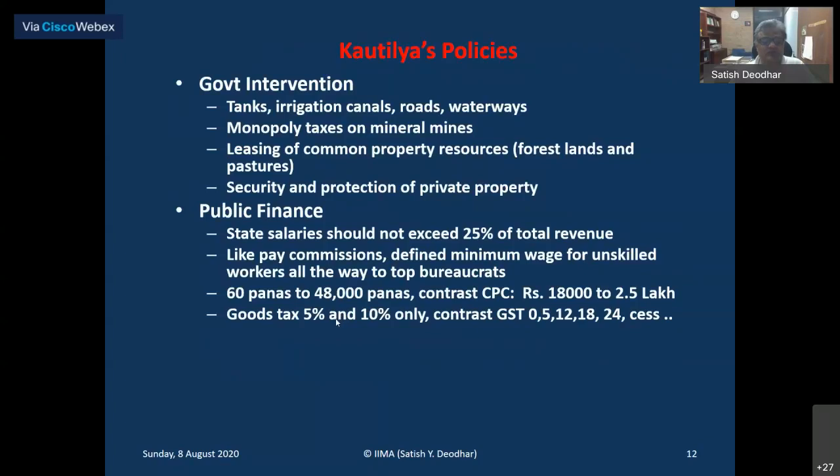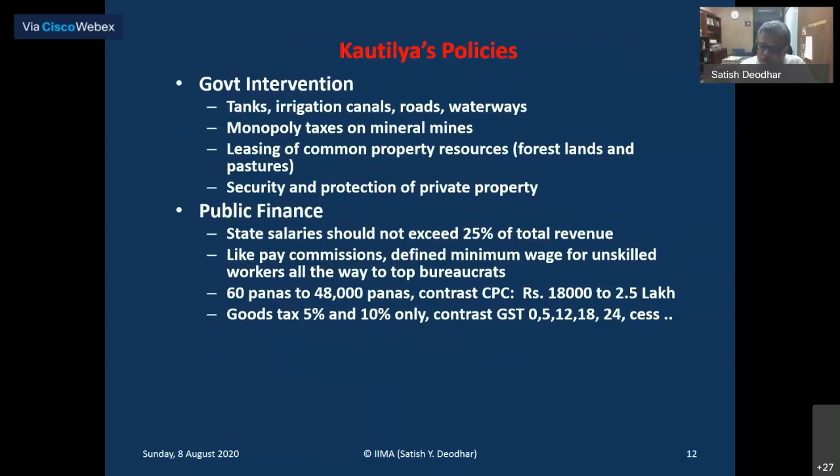He also talks about goods taxes. There are only two rates of taxes, 5% and 10%. Imagine how simplified the tax structure is. Before GST was introduced, we had so many taxes and so many tax rates. It was a labyrinth of tax rates and different taxes. Finally, we came down to one tax, which is GST, right? So the slogan was one nation, one tax. That is the indirect tax. So now, fortunately, we have one tax, which is GST. But still, there are many rates: 0%, 5%, 12%, 18%, 24%. And then on luxury items, there is an additional cess on it.